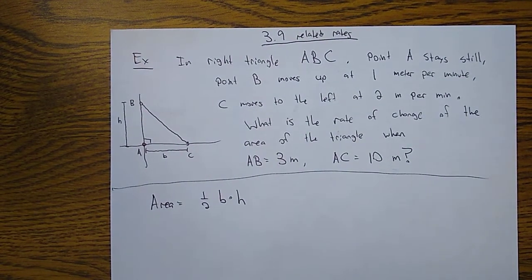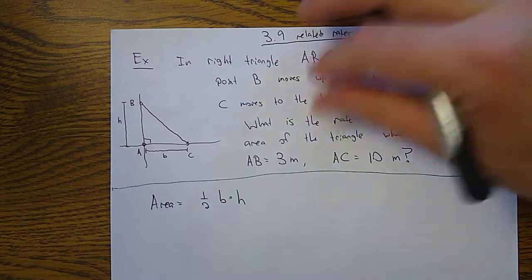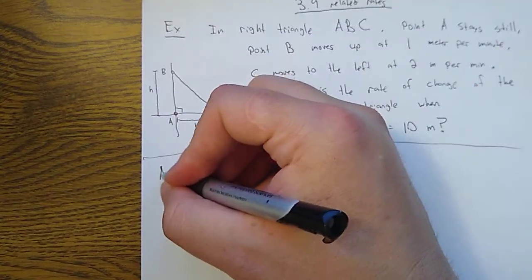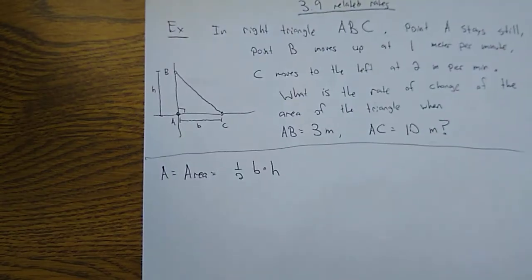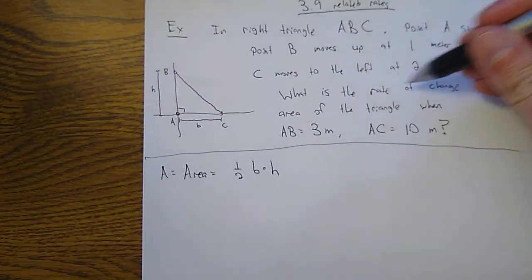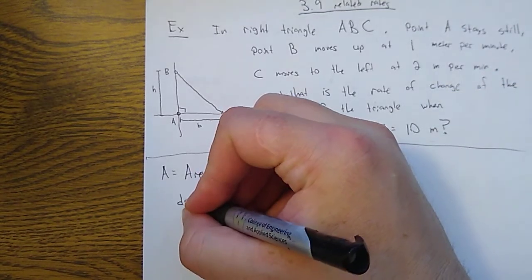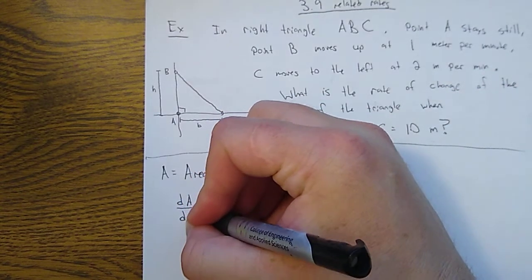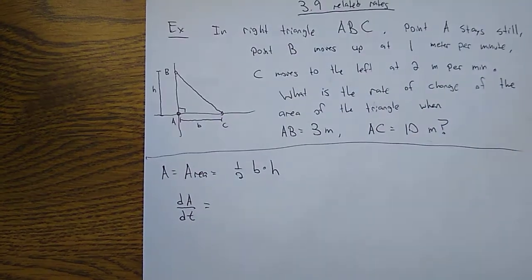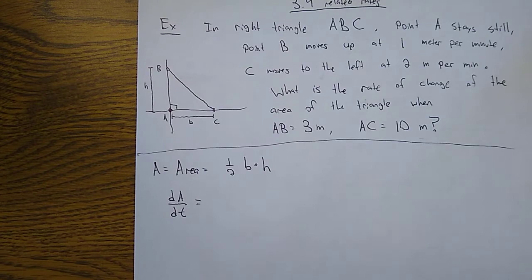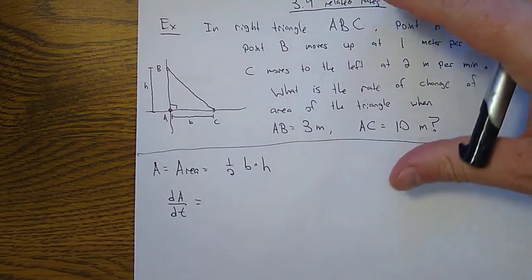I'll call the area A. And the question is about what is the rate of change of the area. The rate of change is the derivative with respect to t, time. And this is another common theme in related rates problems. When we say rate of change, it's always with respect to time.